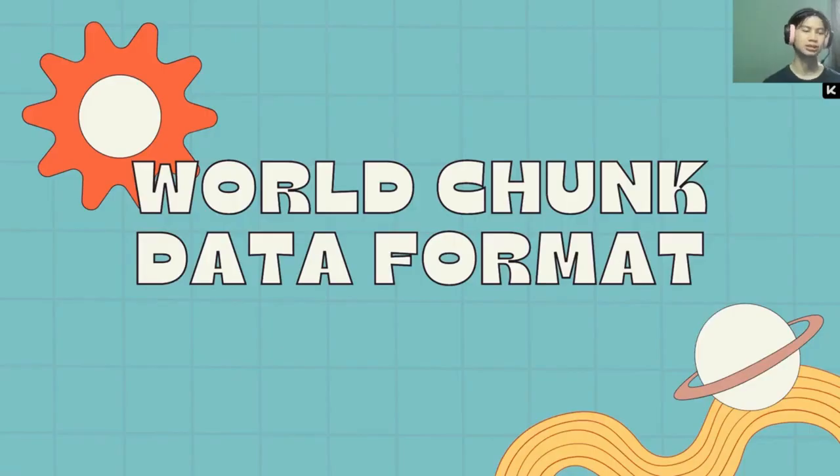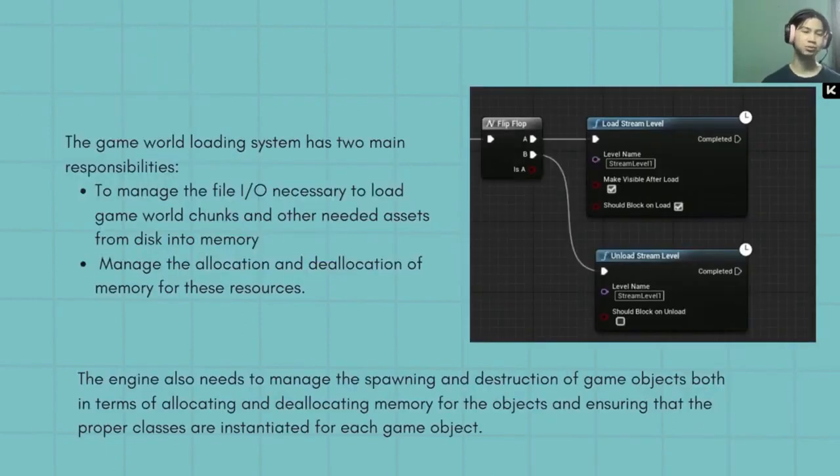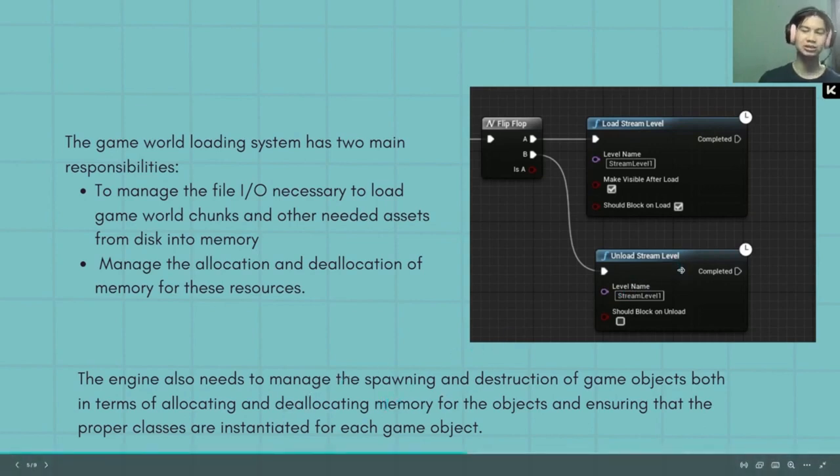So, world chunk and data format. The game world loading system has two main responsibilities: to load the game world and the assets needed, and to manage the process of bringing it into memory, and also manage the allocation and deallocation of memory resources. The important thing is that when we load the level and then load the game into the world, the chunks, it is also necessary to unload them, because when you don't unload, the memory will leak. So allocating memory is really important here.